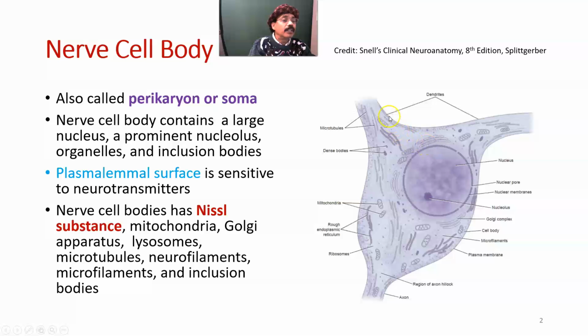So we have the dendrite, and we have the axon. This part is the axon hillock. This part has no Nissl body. This is the dendrite. It should contain everything of the cytoplasm except the Golgi apparatus.